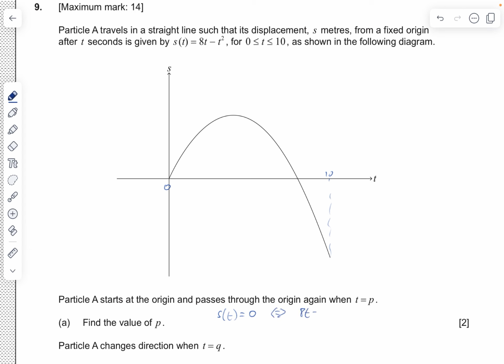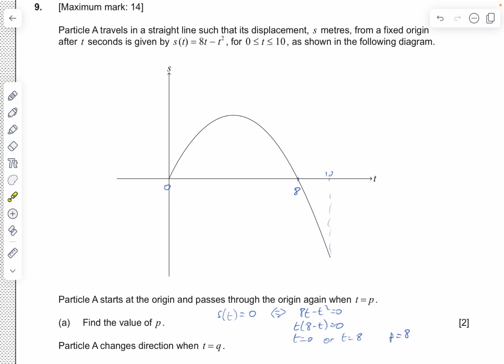So 8t subtract t squared equals 0. We can factorise this by a t. t equals 0, which we know, or t equals 8. So p equals 8. So this is at 8 seconds when it passes through the origin.